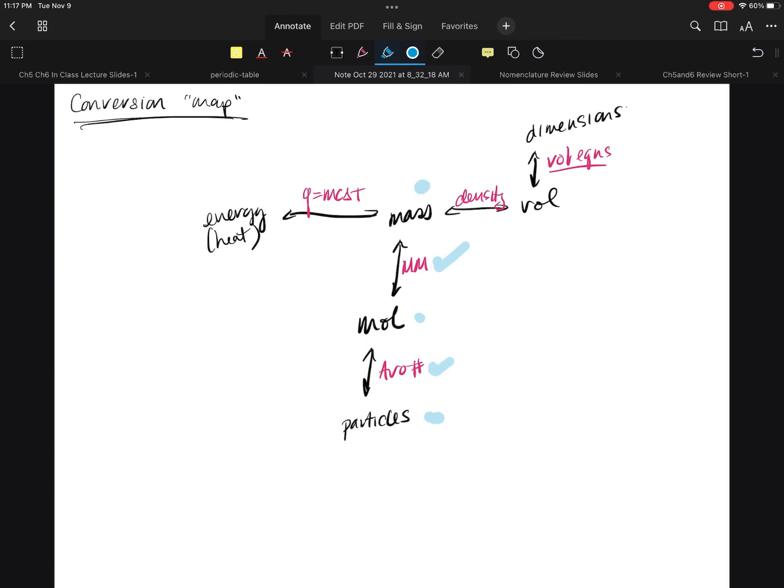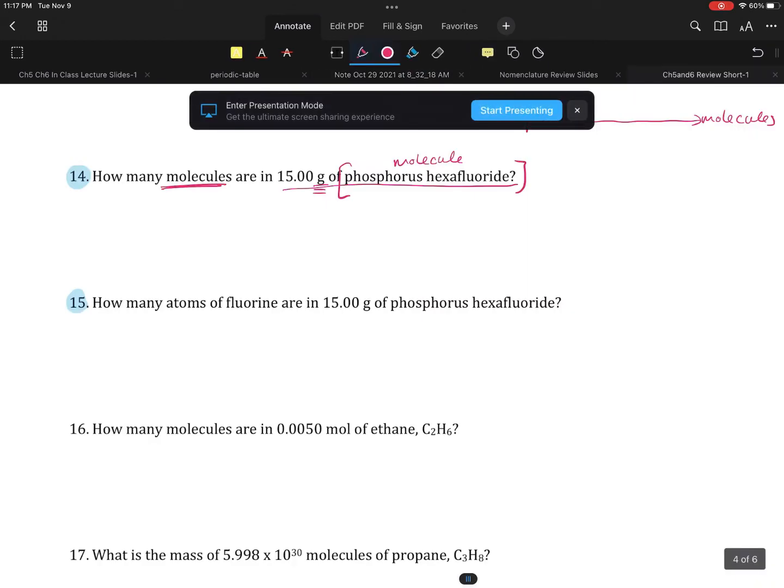So again, we will write down our given, which is our 15.00 grams of PF6, and then we will figure out the molar mass by adding all the components together. Then we will use Avogadro's number, which converts between particles and moles. In this case, phosphorus hexafluoride is a molecule, so that's the number of molecules in 1 mole. And then we just solve and do the math correctly.